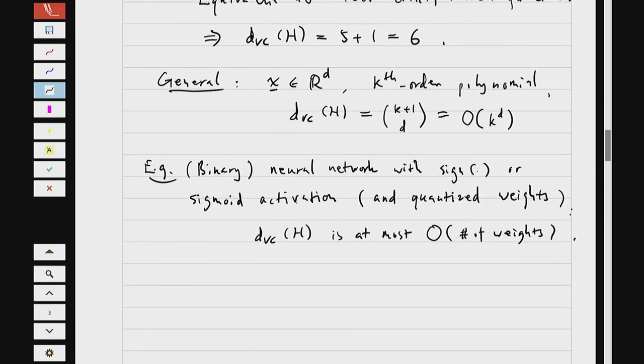Yes? Say again. For the case order polynomial, it's k plus 1 choose d. But for the quadratic, wouldn't that be 3 choose 2, which is equal to 3? Yeah, that's a good point. There might be something wrong with this formula. There might have been a big O in front of that, depending on how you do the transformation. That's a very good catch. I'm not sure.